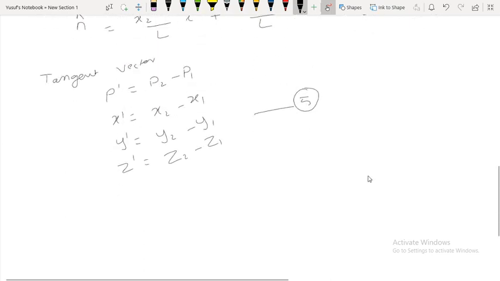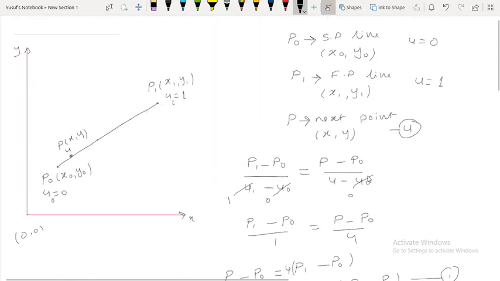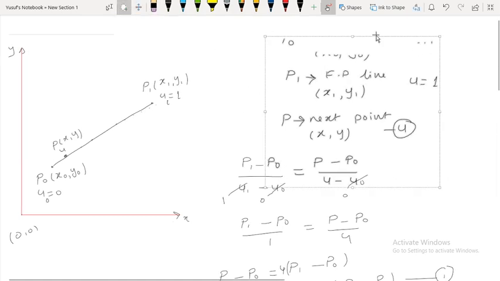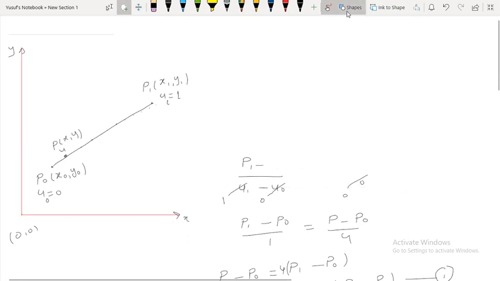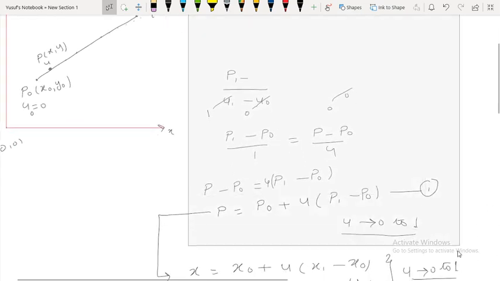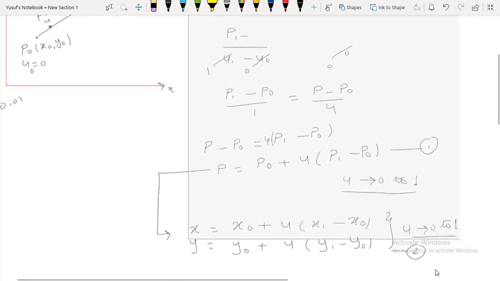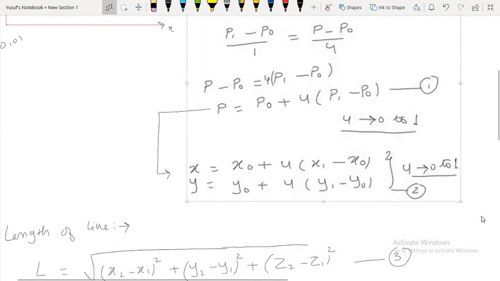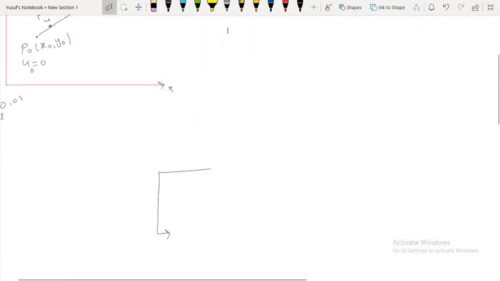Now suppose I want to draw one line, so I will erase this. Suppose I want to draw one line by using the start point and end point of the line. So first we will solve one question on the line.